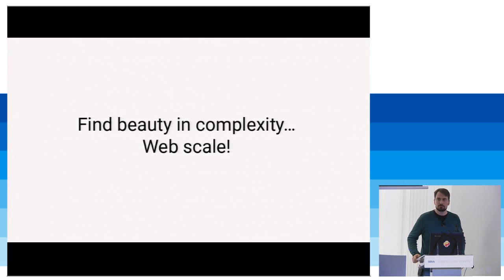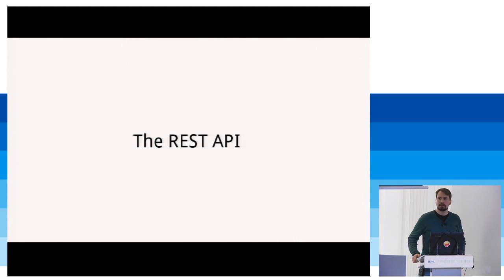The elevator speech will be: building complexity. Web scale. Web scale is important. Venture capitalists love web scale. They want to be Google. And let's go for the REST API. Okay, so let's try to build a REST API that gets us Julia sets. Okay? So let's make it a little harder.